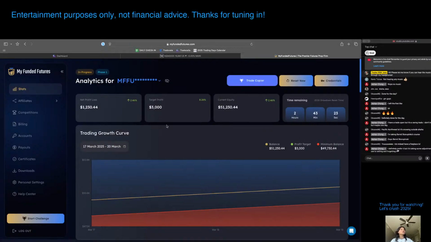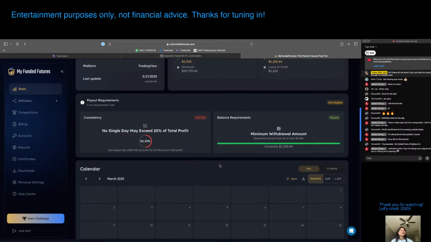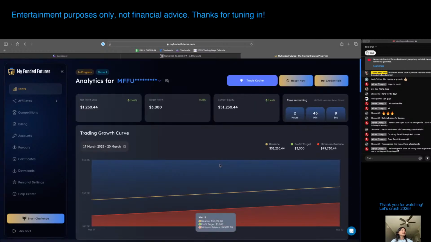So here is my eval to live account. I'm in phase 1, so I have the E2L1, so the one step, I know it's a one step because of the 20% right here. So yeah, this is pretty cool. This is how the dashboard looks.